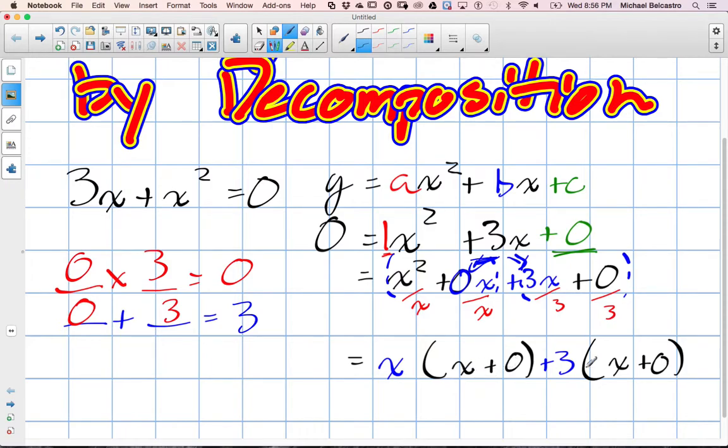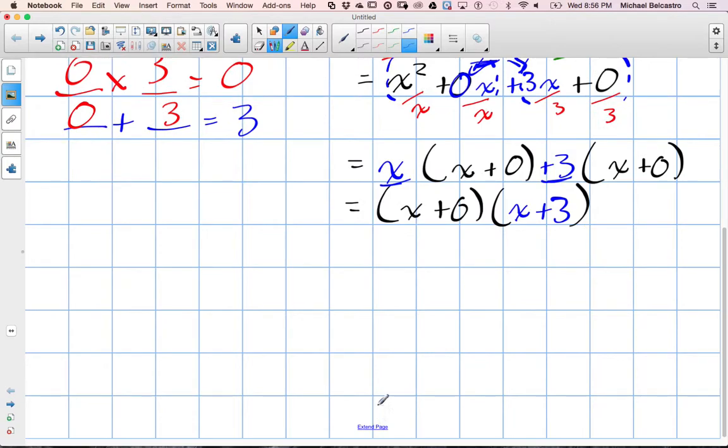Now these two brackets are the same, so we common factor those out: x plus 0. And in the other bracket, we write whatever's left over. Does this seem familiar a bit? No? That's all right, we'll go through it again with a different example. This is our factored form, but I don't need to put the plus 0, because 0 doesn't do anything. I can just have x times x plus 3.